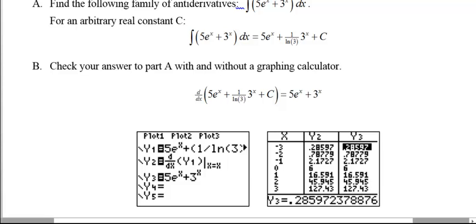Once again, we can check it with technology, by letting y1 be our final answer. Choose whatever c you want. I think I'll use 0. Let y2 be the numerical derivative of y1, and then y3 be the original function, just like it is, and check that y2 and y3 match, which they did.